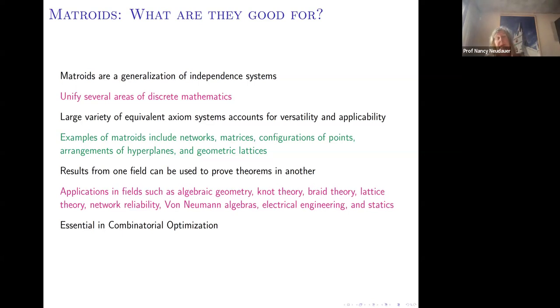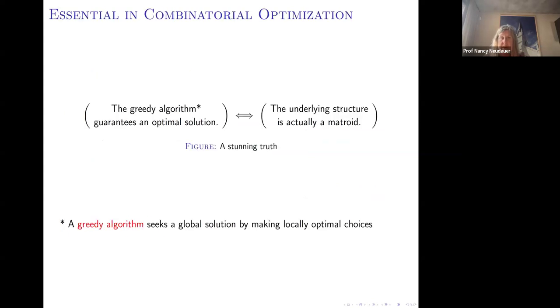And then, as I said in my abstract, they're essential in combinatorial optimization. So what do I mean by this? Well, I mean this in a very, very direct way. The greedy algorithm guarantees an optimal solution for a problem if and only if the underlying structure is actually a matroid. And if anyone doesn't know what a greedy algorithm is, it seeks a global solution by making locally optimal choices. So if we're wondering whether or not the greedy algorithm is going to work, it's equivalent to asking the question, is this a matroid? It's a characterization of the greedy algorithm.